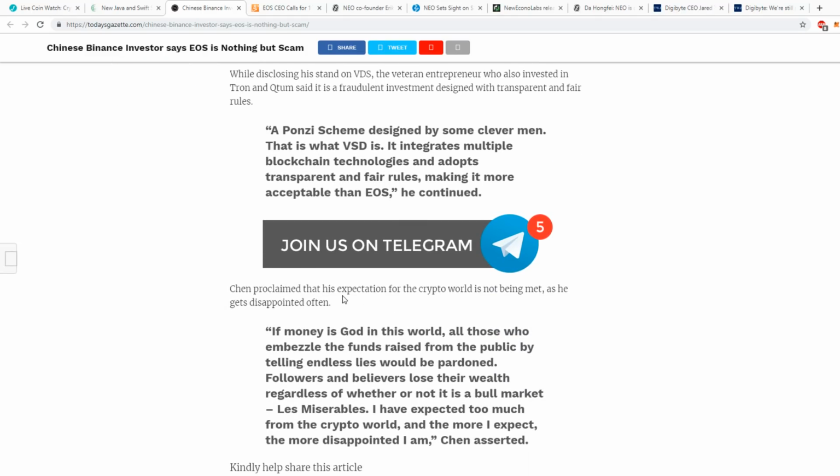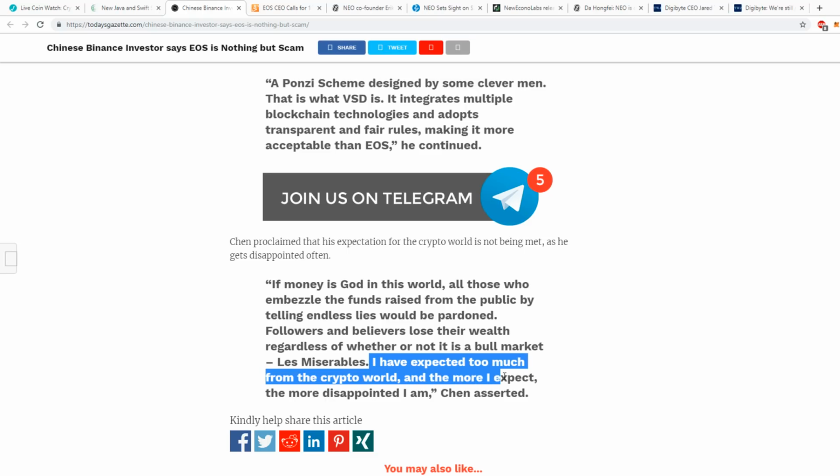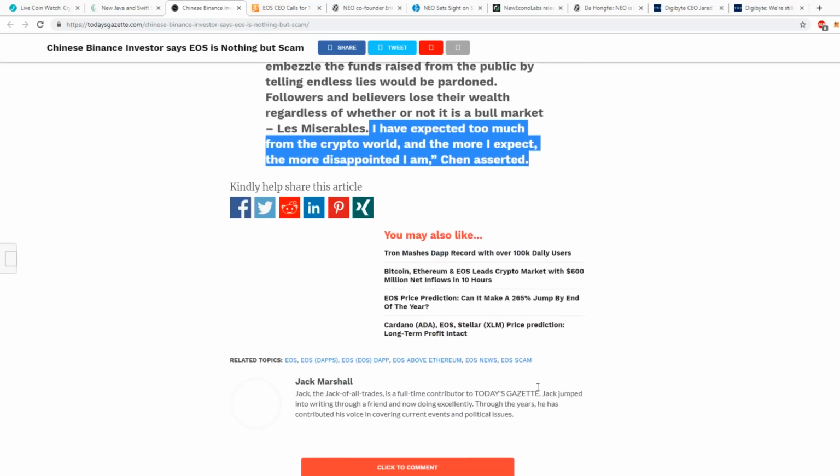Chen proclaimed that his expectation for the crypto world is not being met, as he gets disappointed often. If money is God in this world, all those who embezzle the funds raised from the public by telling endless lies would be pardoned. Followers and believers lose their wealth, regardless of whether or not it is a bull market. Les Miserables, that's maybe a quote from Les Miserables, I don't know. I have expected too much from the crypto world, and the more I expect, the more disappointed I am, Chen asserted.